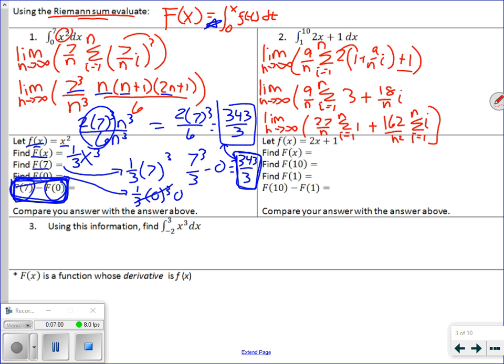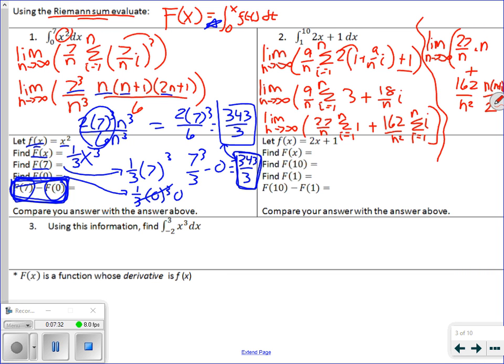So we can keep going. I'll do the limit part real quick. I'll try to squeeze it in right here. But this is all review, right, guys? That's 27 over n times the summation of 1, which is just n, plus 162 over n squared. And then remember, the summation of i is n times (n plus 1) over 2. I'm really squeezing it in there.